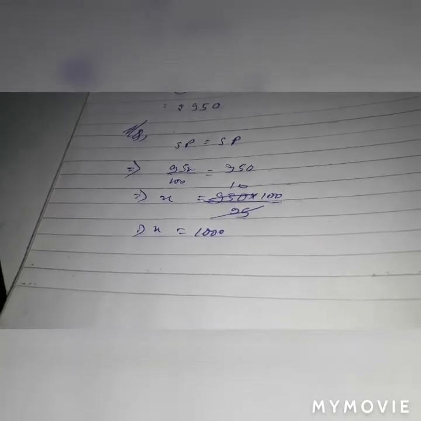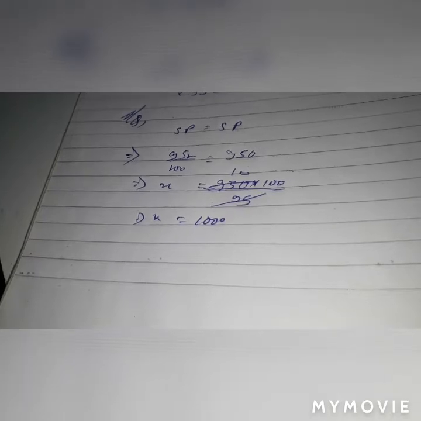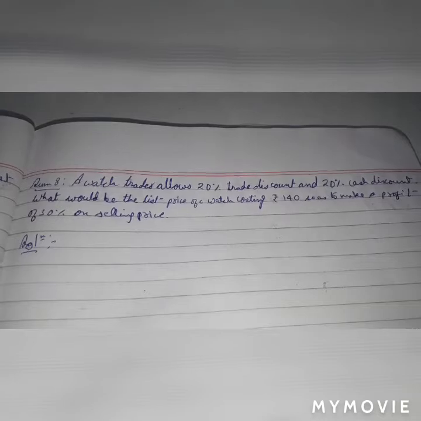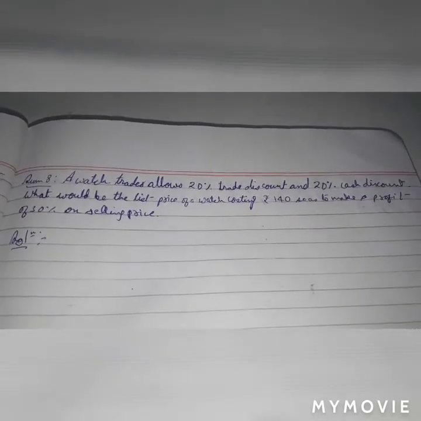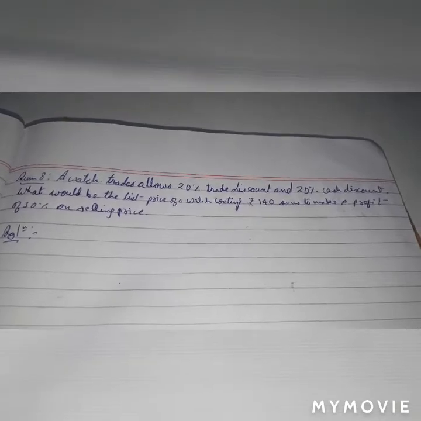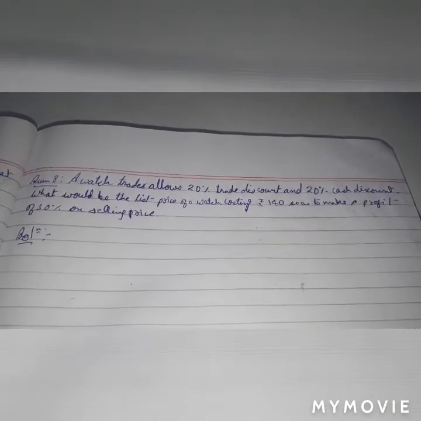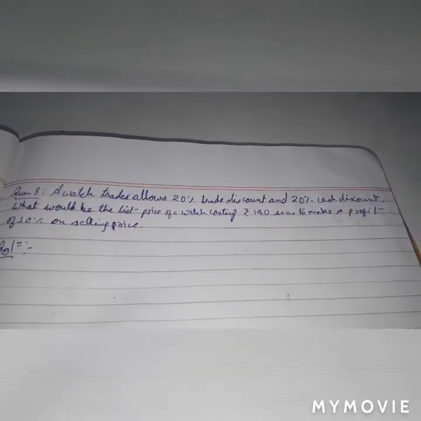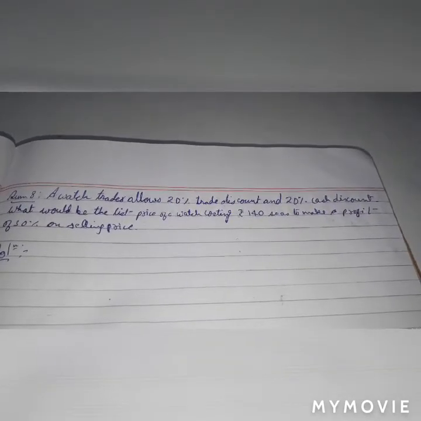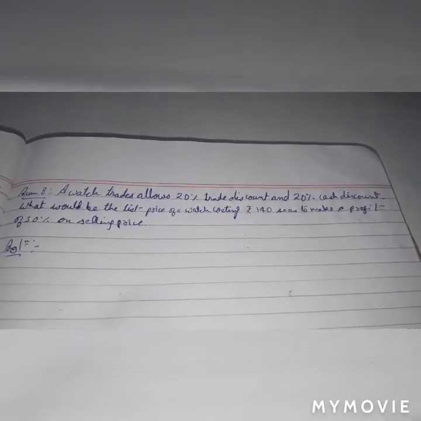sum number 8. Sum number 8. After 1 to 2 seconds, the question will be visible on the screen. You see, the question is now visible on the screen if I am not wrong. Sum 8. A watch trader allows 20% trade discount and 20% cash discount. What would be the least price of a watch costing rupees 140 so as to make a profit of 30% on selling price?